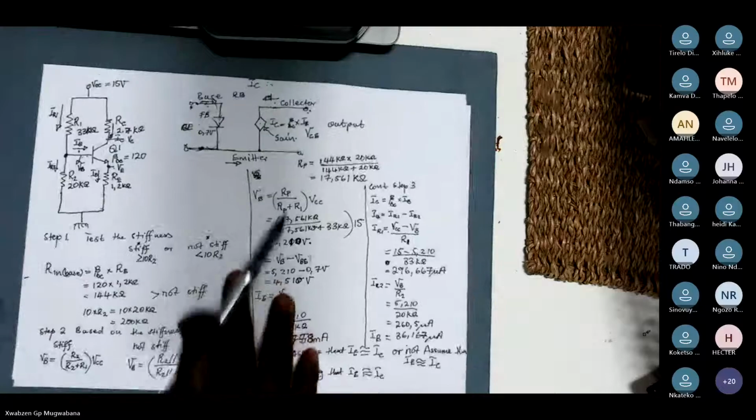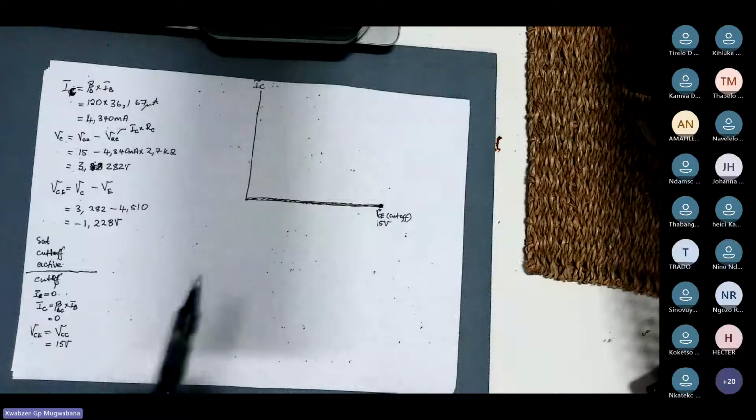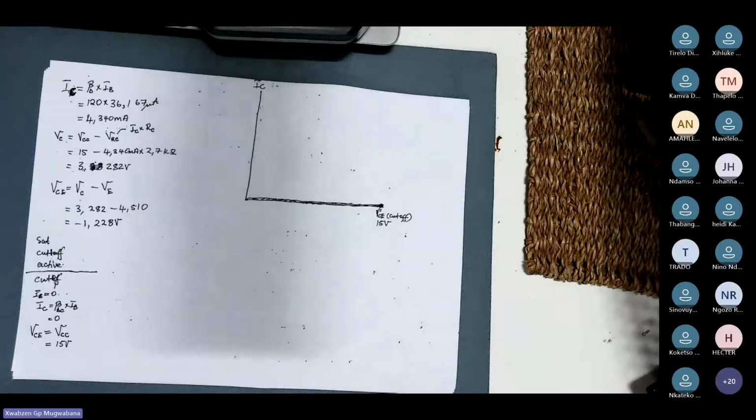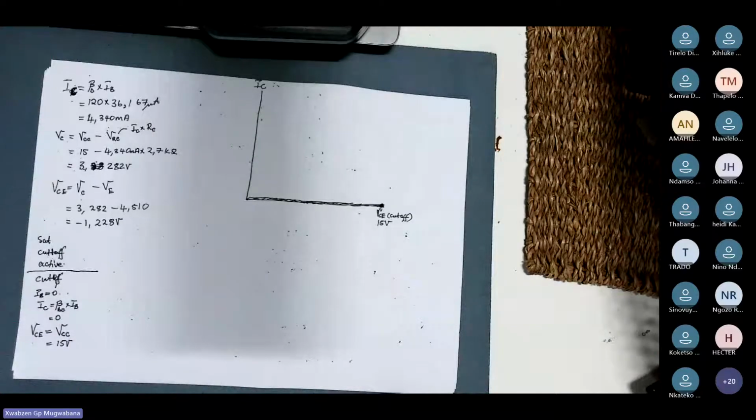Yes, sir. Now, for you to work on a collector characteristic curve, you need 3 regions. You need the saturation region, you need the cutoff region, and you need the active region. Do you understand that? Yes, sir. First, you need to determine the cutoff region. For you to determine the cutoff region, you will say, when IB is equal to 0, which means you are assigning IB to what?